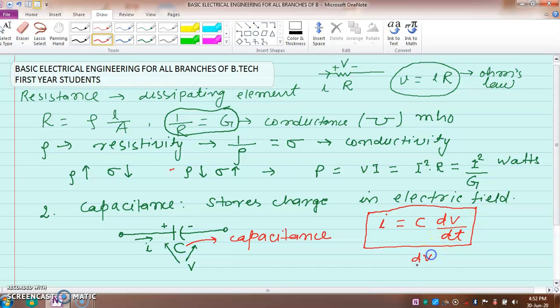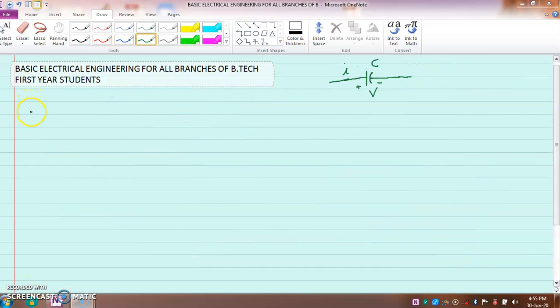If the change in voltage is 0, suppose you are applying a constant voltage, so dV by dt is 0, then the current also becomes 0. If you are applying a constant voltage, the changing voltage will be 0, so current will not flow in the capacitance. But if you are applying a changing voltage, then current will flow. So I was discussing the capacitance and wrote this relation I equals C dV by dt. Here if the voltage is changing, then the current will change, otherwise the current will be 0 if the voltage is not changing.